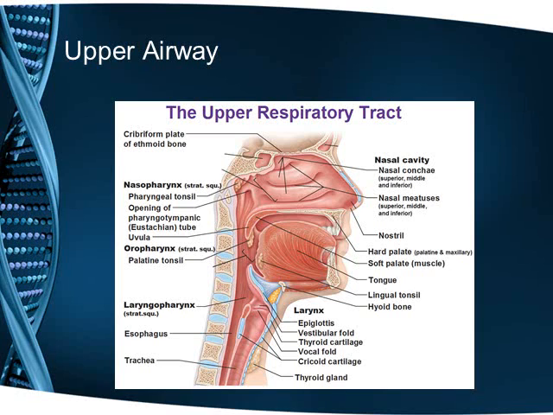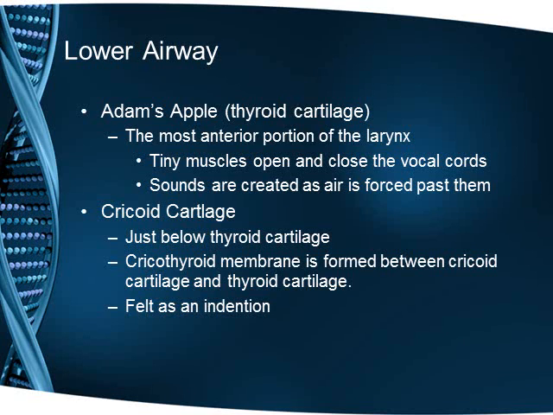We have the oropharynx back there, and you can see that we have the palatine tonsil. Down below that we have the laryngopharynx. We have the larynx there, the epiglottis, vestibular fold. We have the thyroid cartilage, the vocal fold, and the cricoid cartilage. And then you can see that the trachea lies in front of the esophagus, so the trachea is in the anterior aspect, and the esophagus is in the posterior aspect. So that's the respiratory tract.